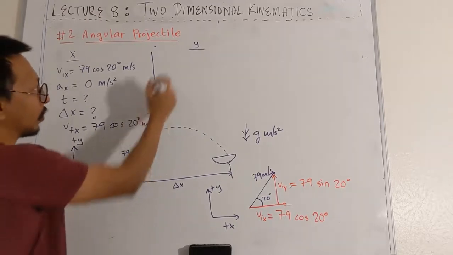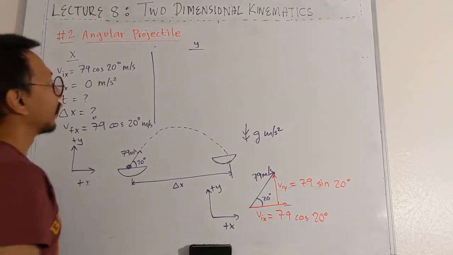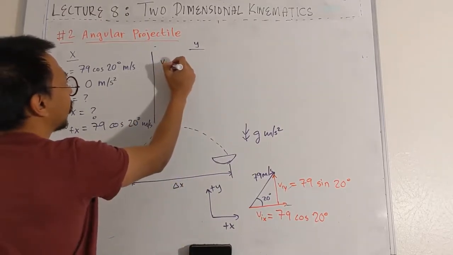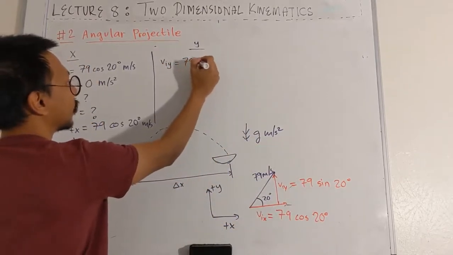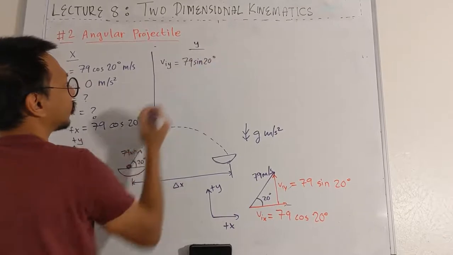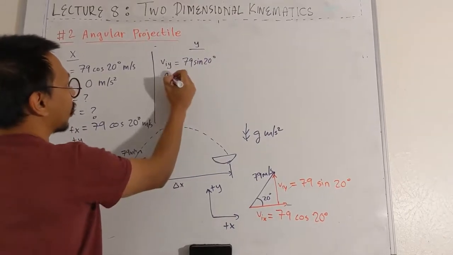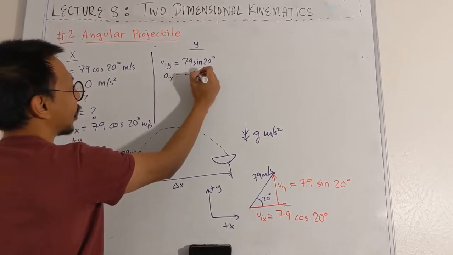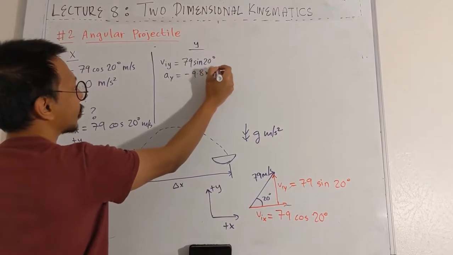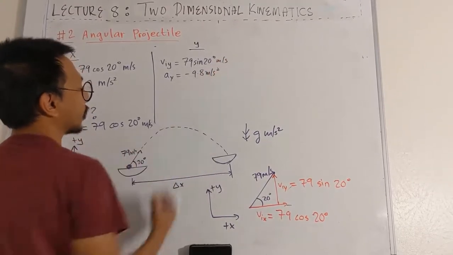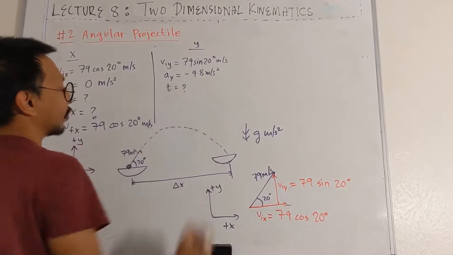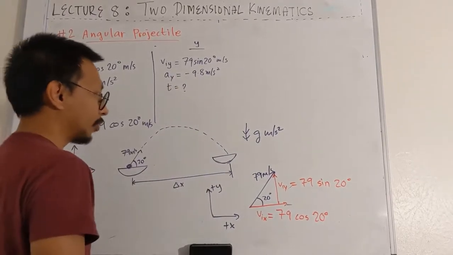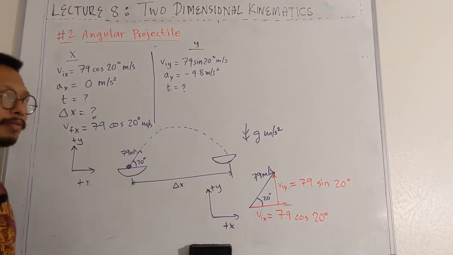All right, now in the y direction, what do we have? We have in the y direction Viy, which is 79 sine 20. We also know Ay is negative 9.8 meters per second squared, acceleration due to gravity. Time is not given to us, it would seem that we don't know much else.